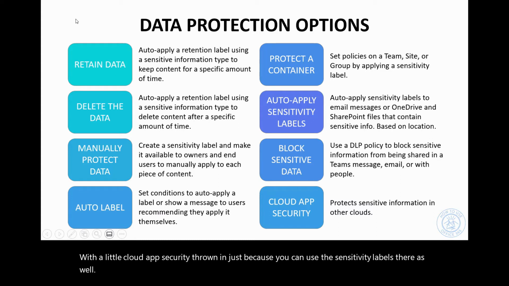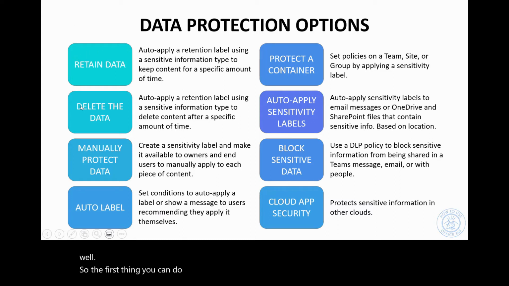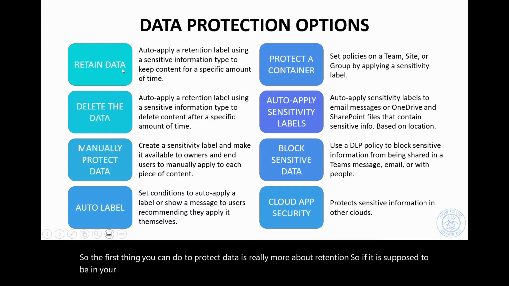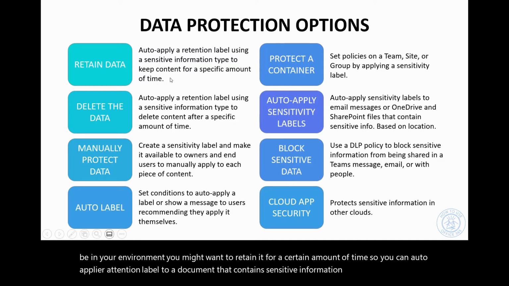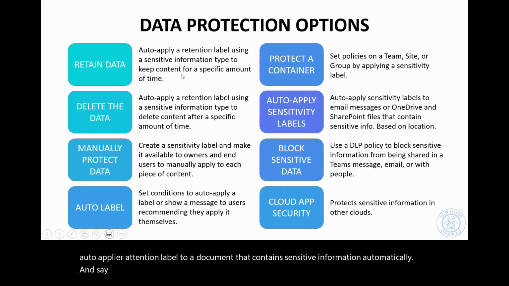So the first thing you can do to protect data is really more about retention. So if it is supposed to be in your environment, you might want to retain it for a certain amount of time. So you can auto-apply a retention label to a document that contains sensitive information automatically and say, don't let users delete this before 3 years have passed.